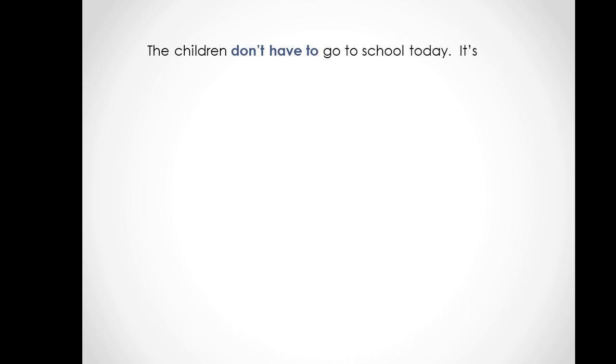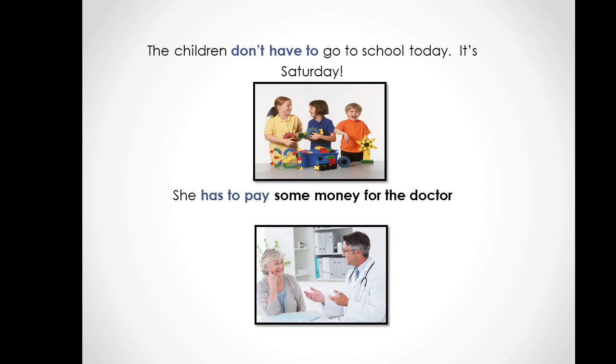And she has to pay some money for the doctor. Why do we use has to? Because if she doesn't pay for that, she will get punishment or protest. Okay, so that is an obligation because of the factor of the doctor and the system.